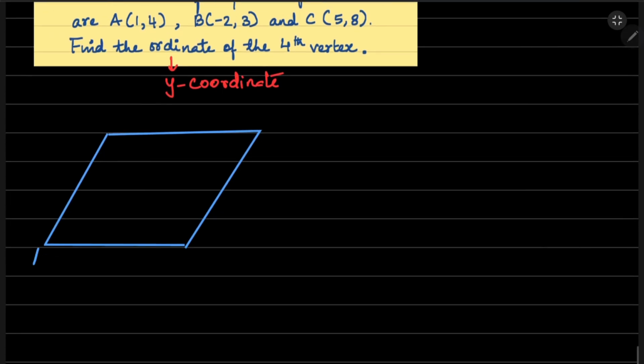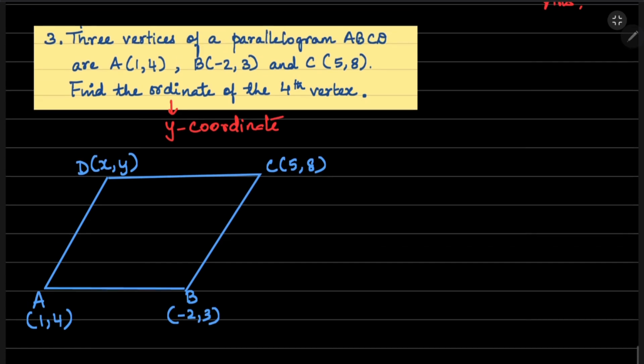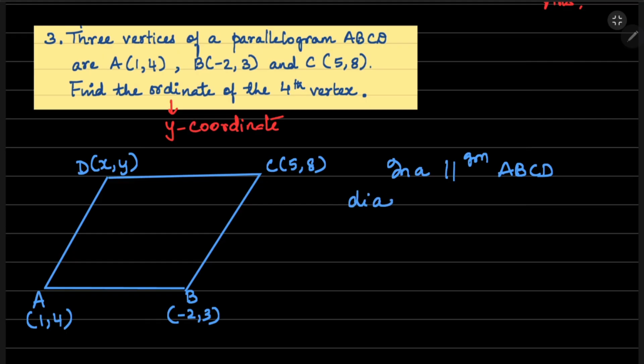Let's draw and mark the coordinates. That is, you have your A, which is 1 comma 4, your point B, which is minus 2 comma 3, C, which is 5 comma 8, and the point D, which we don't know. Let's take it as x comma y, right? So what are you given? A parallelogram. So in a parallelogram ABCD, the diagonals bisect each other. Okay, that's the easiest way.